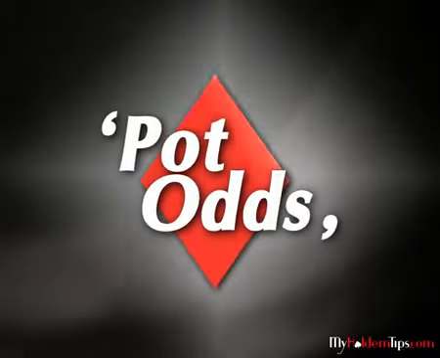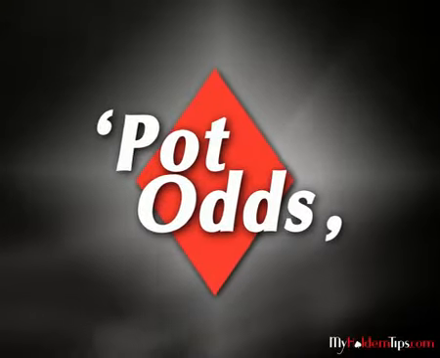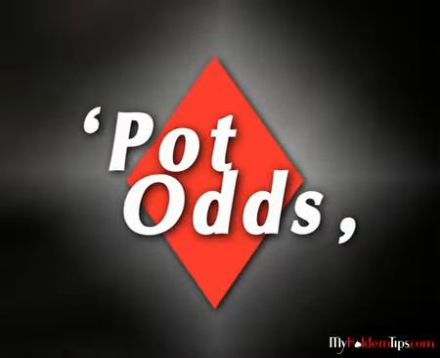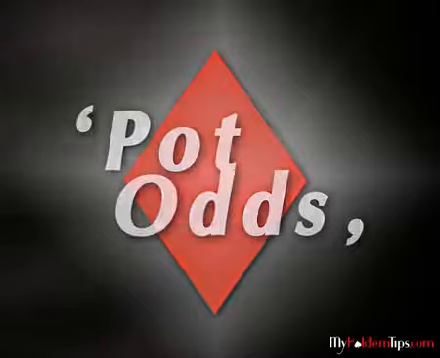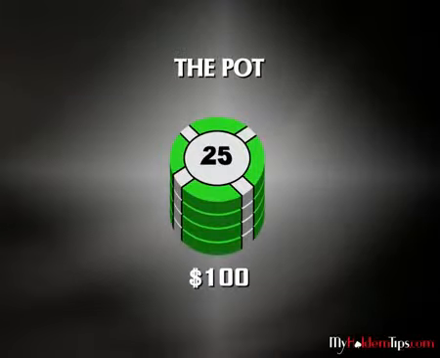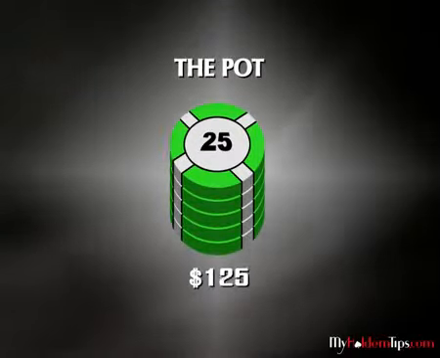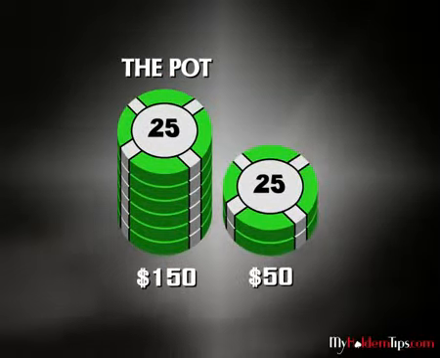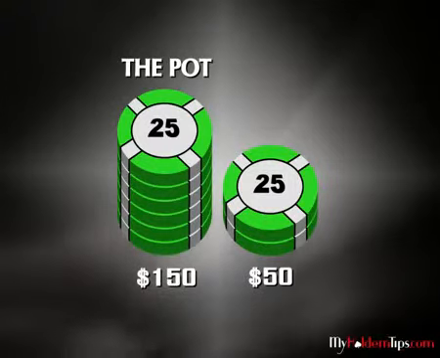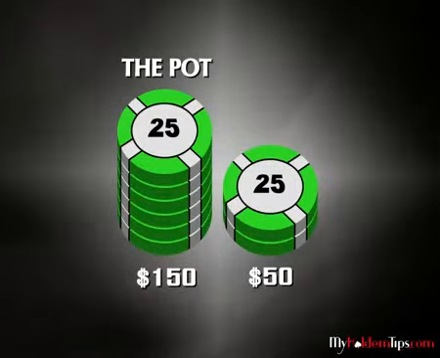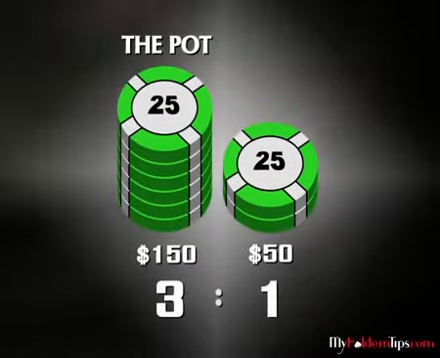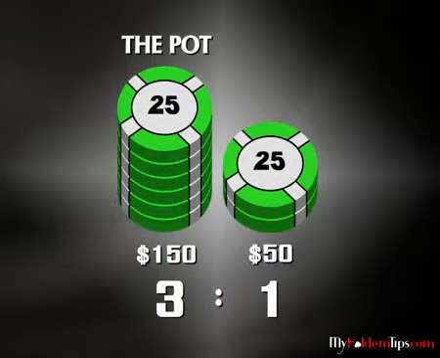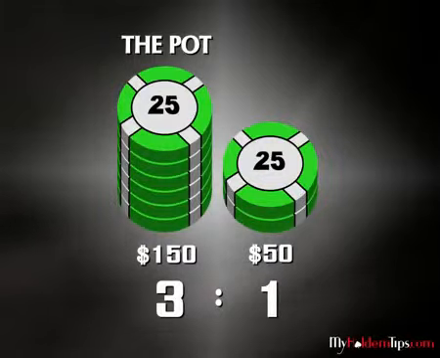Pot odds. The final calculation you'll need is to make sure the pot is big enough for you to call with a hand that needs to be improved in order to win. If the pot is $100 and your opponent bets $50 after the turn, this means you have to pay $50 in order to get the chance of winning $150. This means you get 3-to-1 odds on your call.